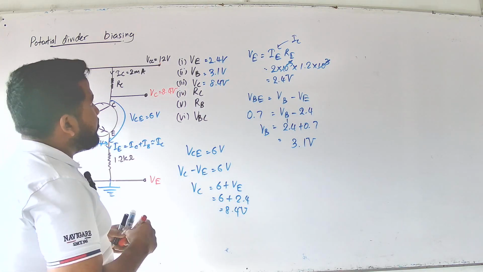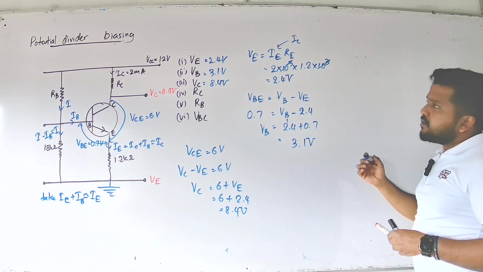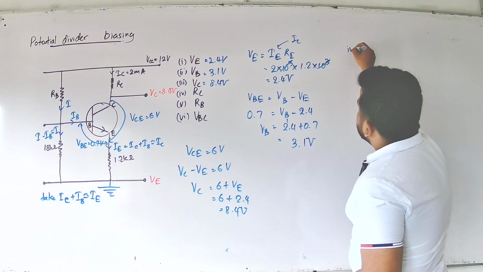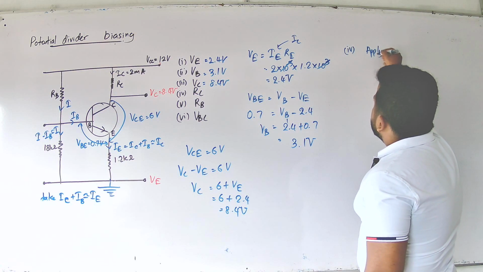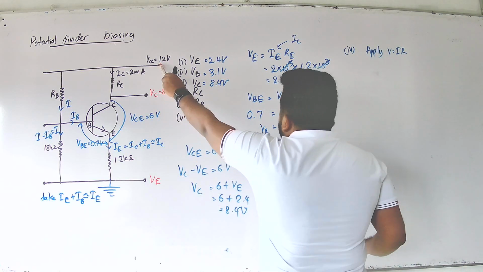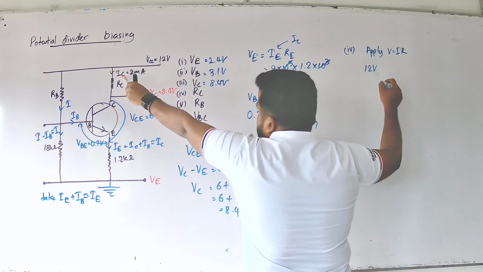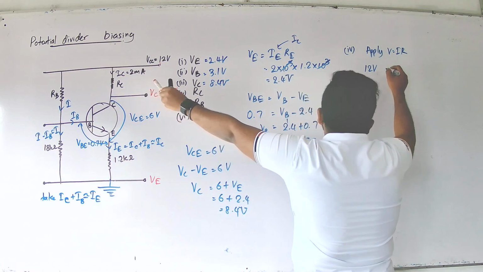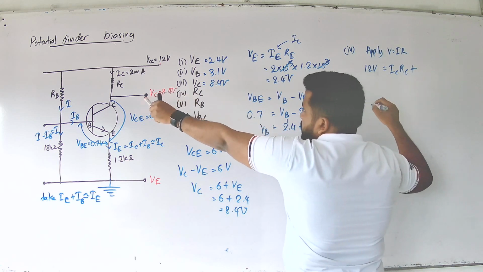So how can we find the RC? To find the RC, number 4, apply V equals IR. VCC equals 12 volt. 12 volt equals to what? ICRC plus VC.